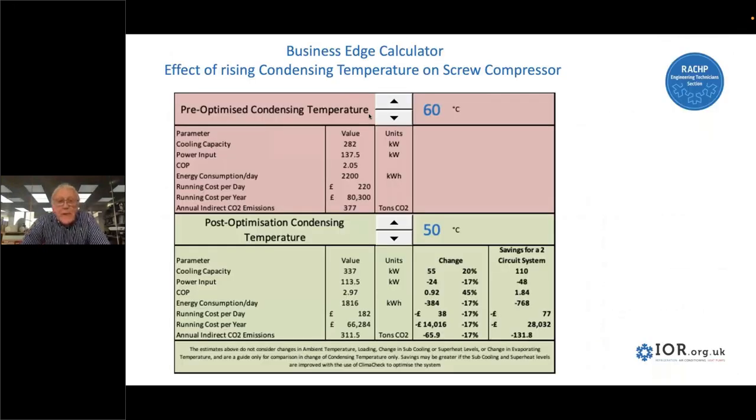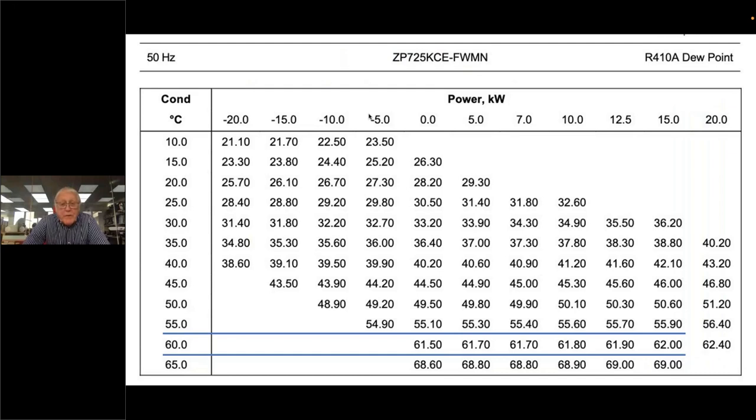However, if you look at this from a condensing point of view, if we stay with 0 degrees C evaporating at 61.5 kilowatts power input, look how the power input drops dramatically as you reduce the condensing temperature, almost in 5 kilowatt steps. So keeping that condensing temperature down is critically important from a power input point of view.